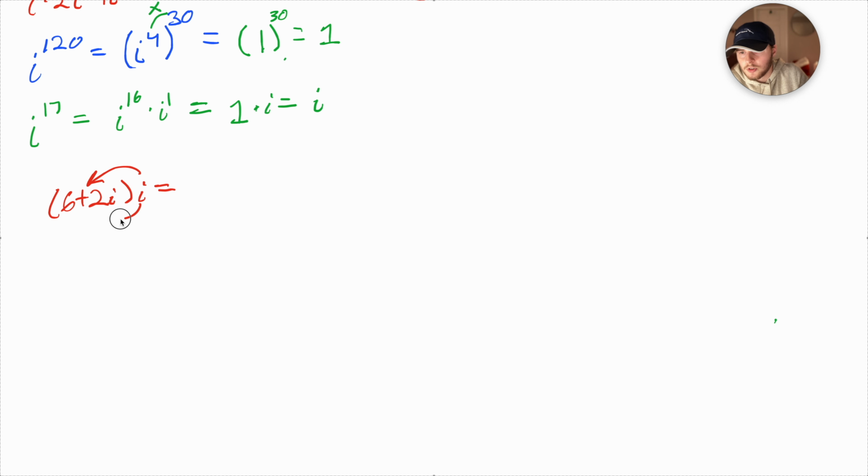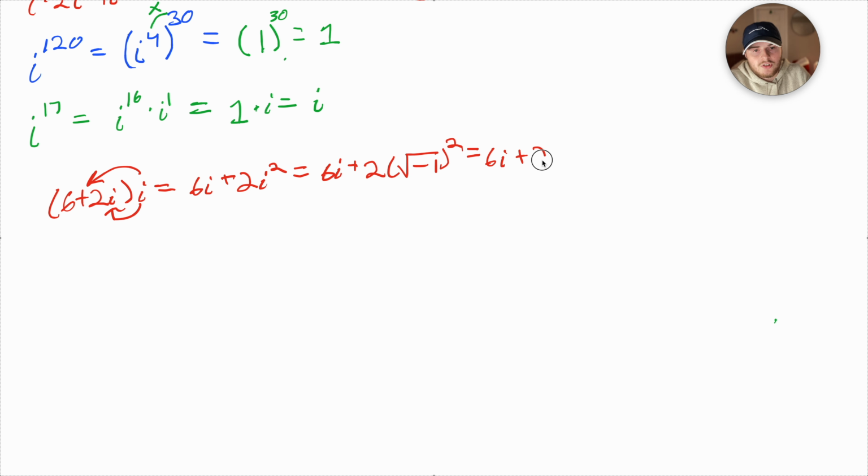When you multiply, you're going to multiply by each part inside the parentheses. So we have 6 times i, which is 6i, plus 2i times i, which would be 2i squared. So we know 6i can't be simplified any further, but i squared can be, because i is the square root of -1. When you square that, you're just going to get -1. So we got 6i plus 2 times -1. And that's equal to 6i minus 2, which is a complex number.